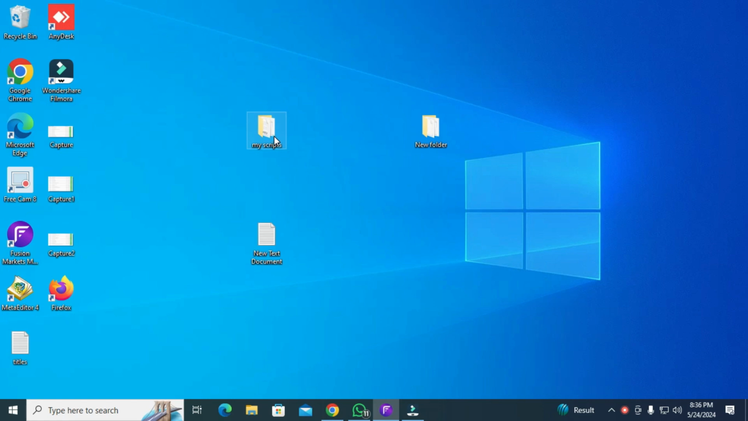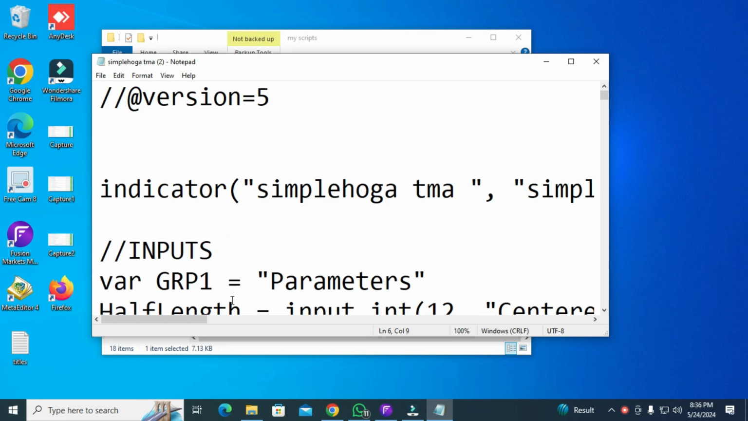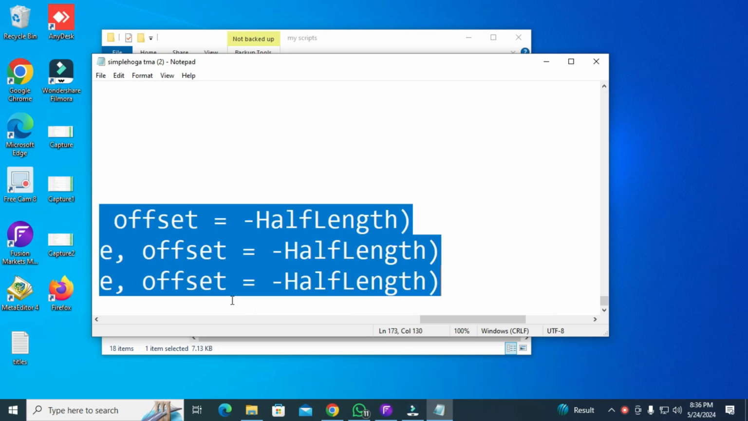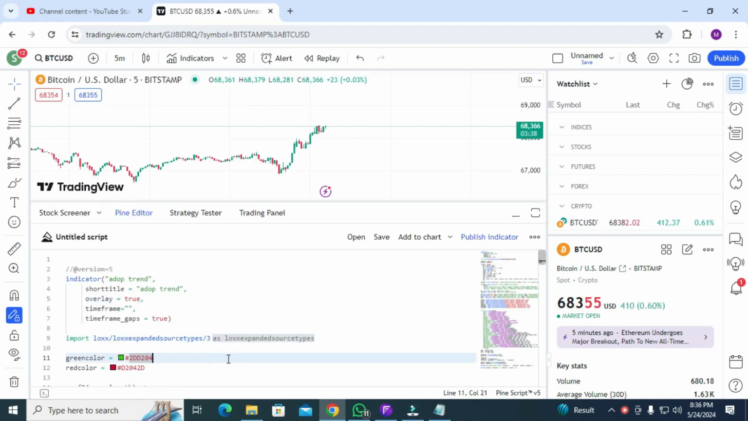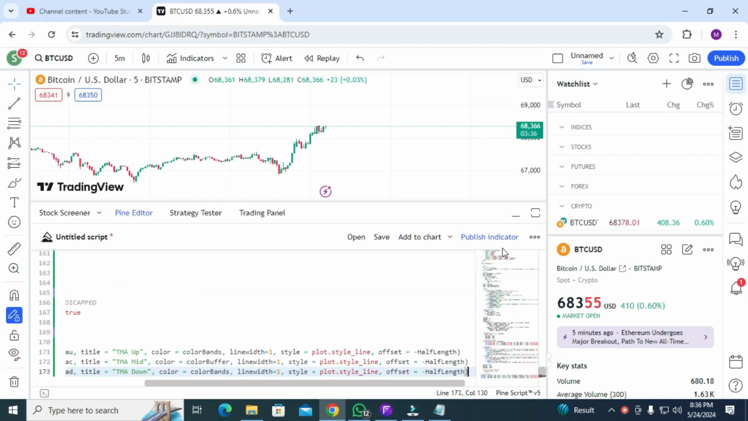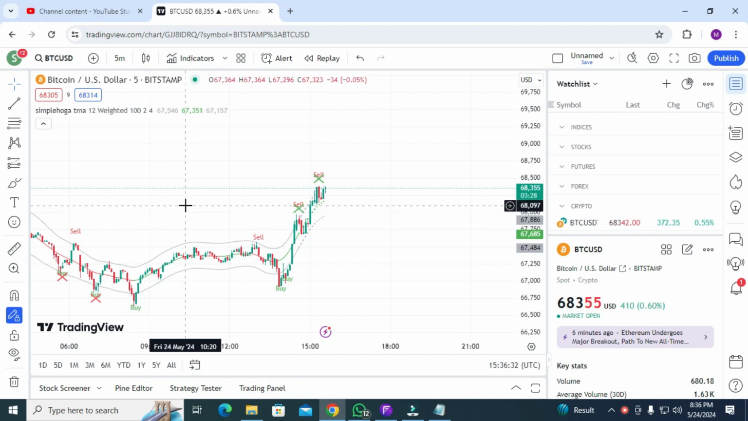Here, you can see, these are all my scripts. You need to add the simple Hoga TMA, then press Ctrl+A, Ctrl+C, and go to the Pine editor. Click on Pine editor, press Ctrl+A, Ctrl+V, and then click on add to chart. After clicking on add to chart, the indicator will look like this one, and it's awesome.